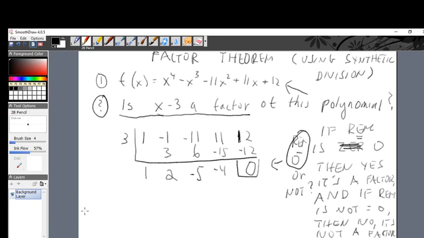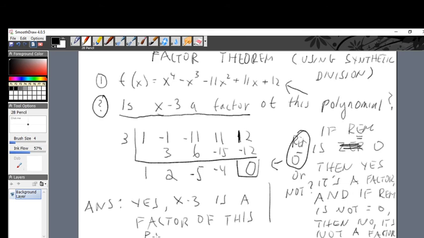So the answer is yes. x minus 3 is a factor of this polynomial. And that's it. That's how the factor theorem works.